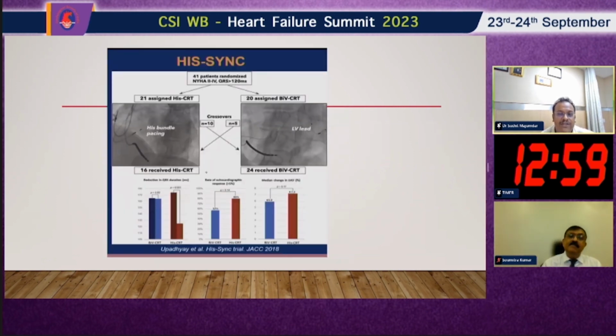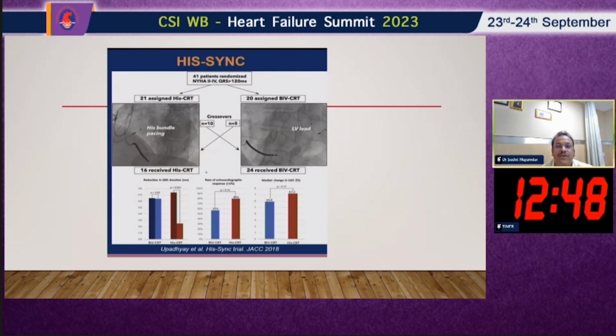This gave rise to one or two studies: the His-SYNC study and the HIS-ALTERNATE study. In the His-SYNC study, 41 patients who were NYHA class 2 to 4 were assigned to His CRT versus BiV CRT. This showed a significant reduction in the QRS duration, but the change in EF was not significant in this trial. Next slide.